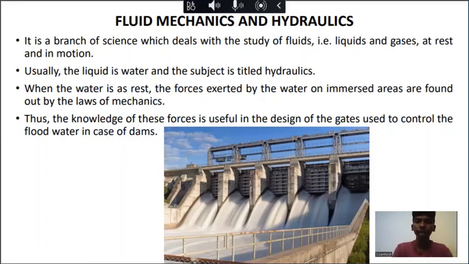And now it's fluid mechanics and hydraulics. It is a branch of science which deals with the study of fluids, that is, liquids and gases at rest and in motion. Usually the liquid is water and the subject is titled hydraulics. When the water is at rest, the forces exerted by the water on immersed areas are found out by the laws of mechanics. Thus, the knowledge of these forces is useful in the design of gates used to control the flood water in case of dams.